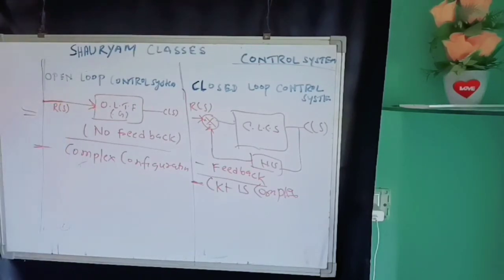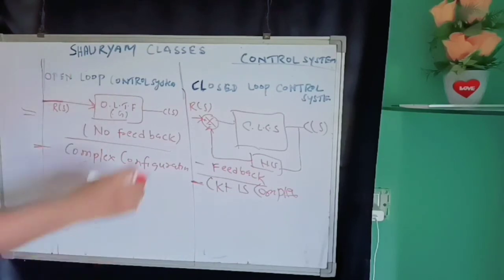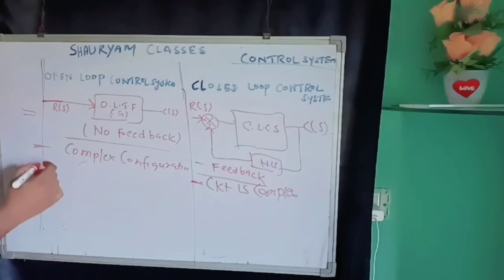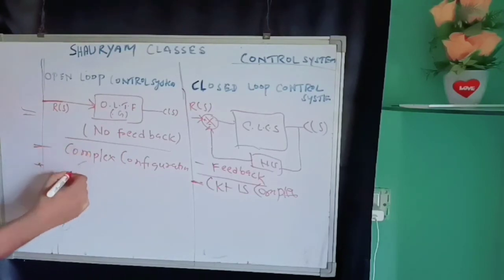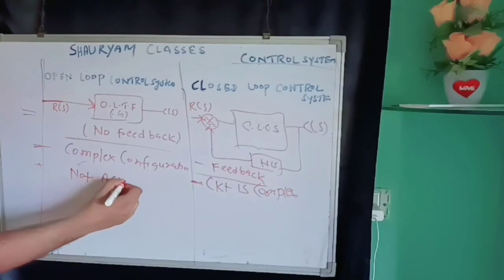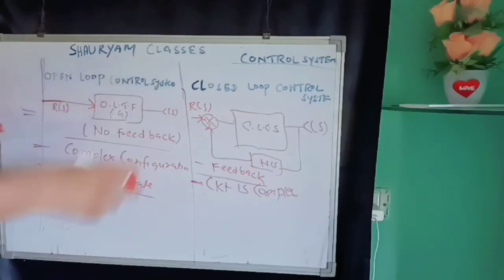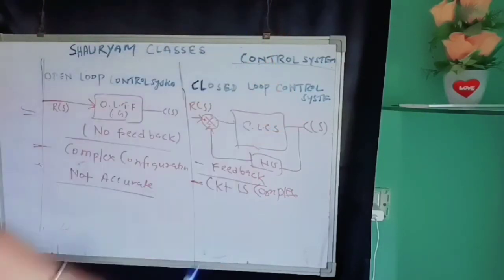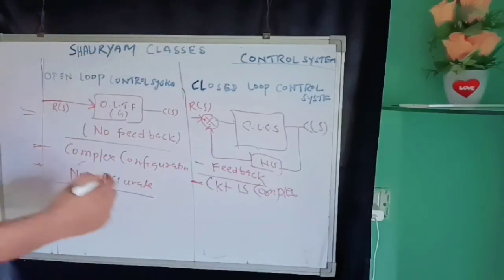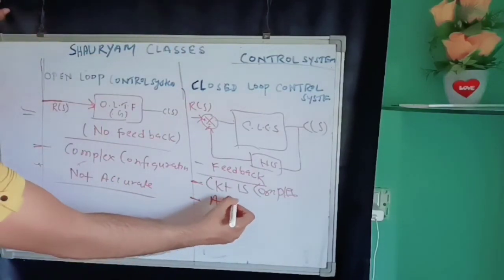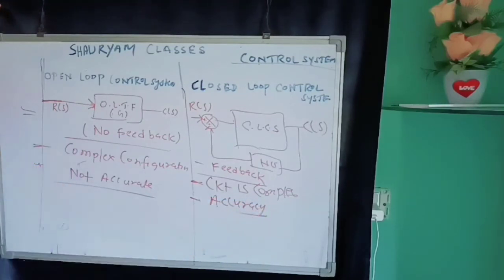Now when you're talking about accuracy, then open loop control system is not very accurate, because when the input is applied on the open loop control system, environmental noise or environmental error mixes up with the input, and due to this the output is affected. So it is not as accurate as compared to the closed loop control system, because here there is a feedback. Some part of the output is taken to the input. In that situation the accuracy is much higher as compared to the open loop control system.